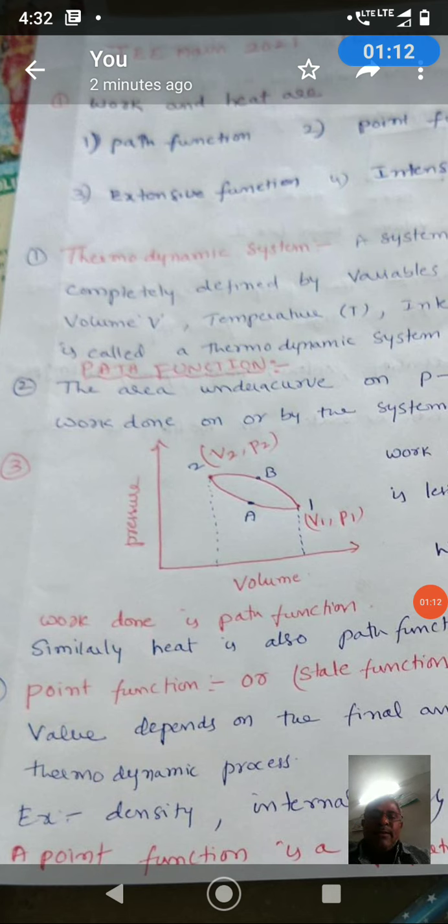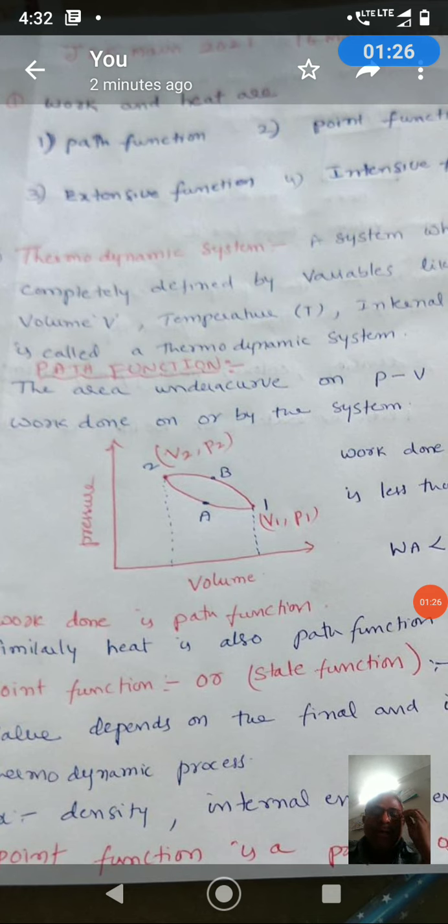function. To know what is the path function, we have to know how we calculate the work done on the gas or by the gas in the system. We can find the work done using the P and V graph. The area under the curve on the PV graph will give you the work done.